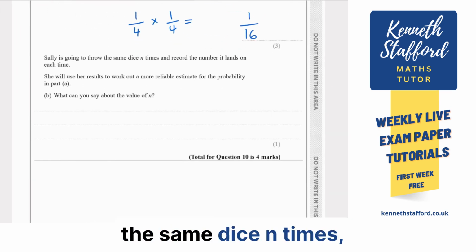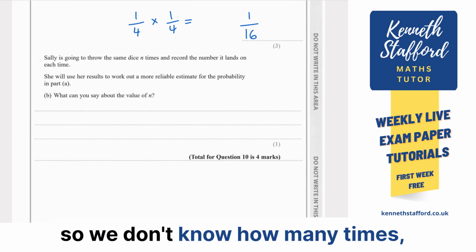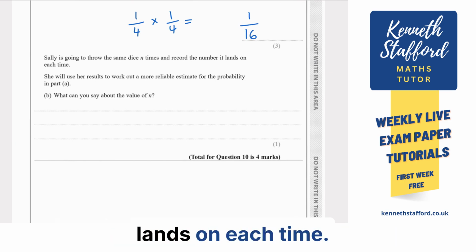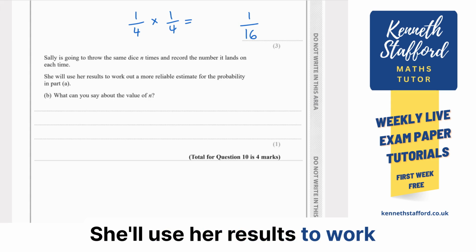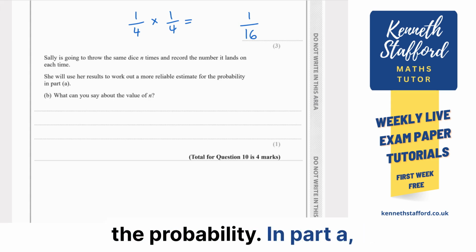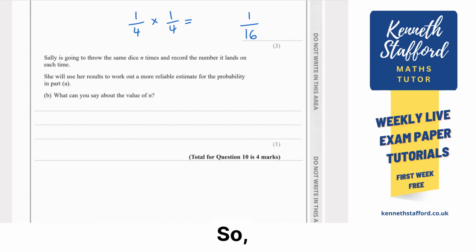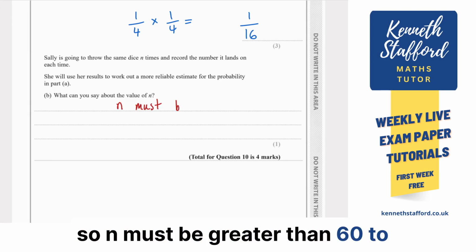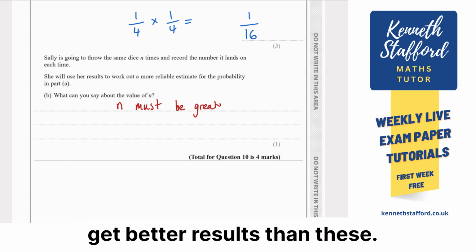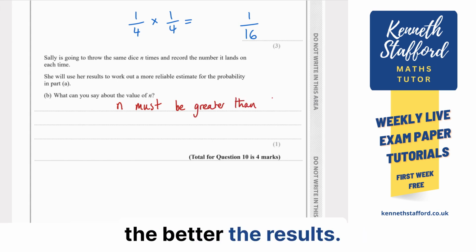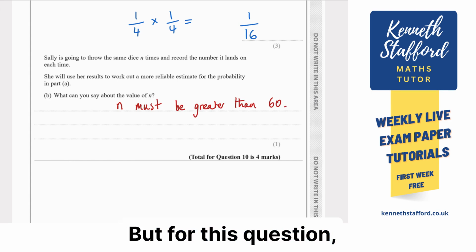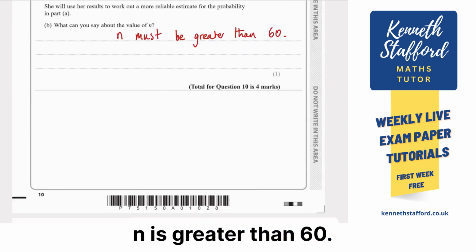And Sally is going to throw the same dice n times, so we don't know how many times, and record the number it lands on each time. She'll use her results to work out a more reliable estimate for the probability in part A. What can we say about the value of n? So to make your results as good as possible, and particularly to be more reliable, we need n to be as big as possible. So n must be greater than 60 to get better results than these. The bigger n is, the better the results. But for this question, what we need to say is that n is greater than 60.